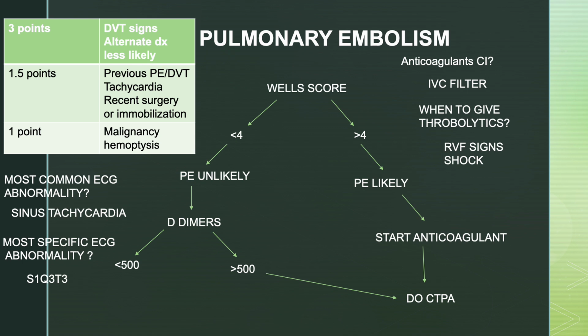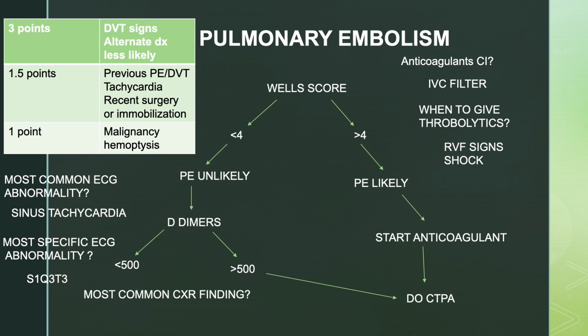Remember, there is something called paradoxical embolism, in which the DVT thrombus actually goes through the ASD, atrial septal defect, to the left side and then causes systemic embolization and bypasses the pulmonary circulation.